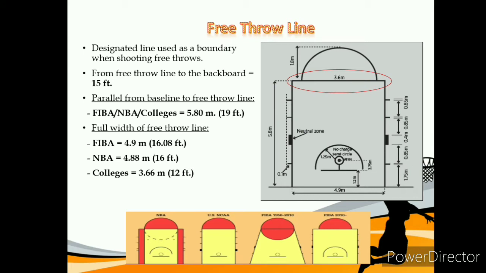In the full width of the free throw line, this horizontal line right here, there are little differences in the measurements. In the rules of FIBA, it's 4.9 meters or 16.08 feet long. In the NBA, it's 4.88 meters or 16 feet. And for colleges, it's 3.66 meters or 12 feet wide.